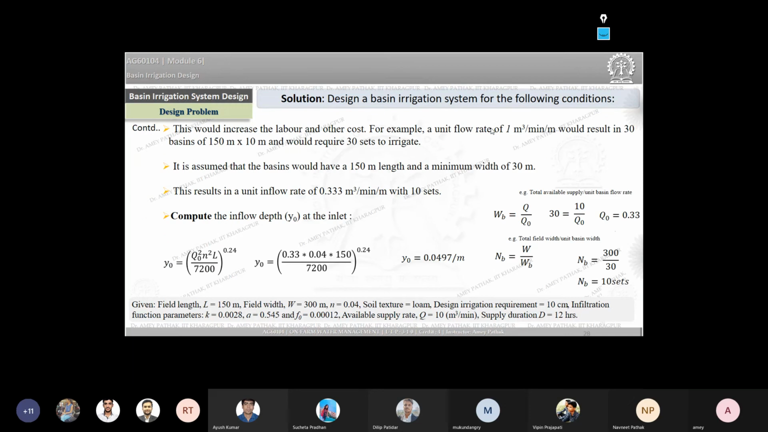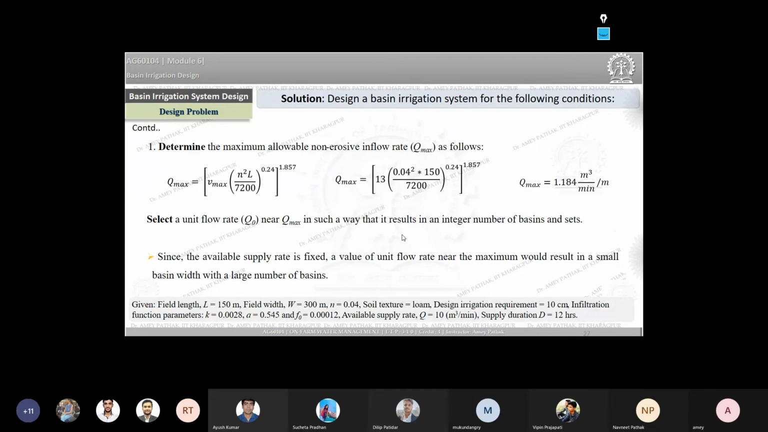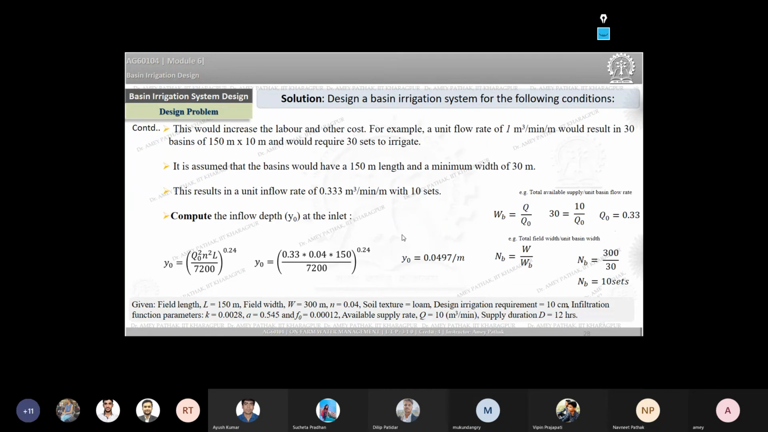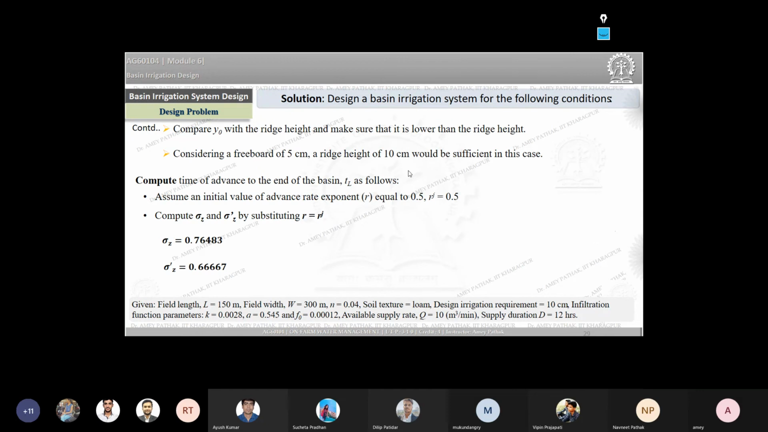What value we have got here, 0.0497, so approximately equal to 0.05. This is in meter, so it means 5 centimeter. 5 centimeter plus 5 centimeter freeboard will be provided for bunds. So 10 centimeter would be sufficient in that case.